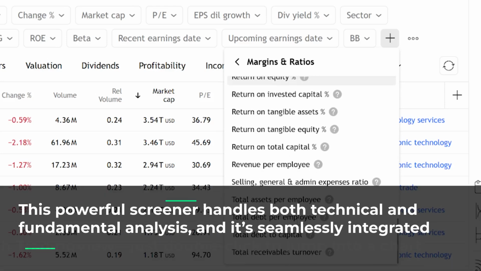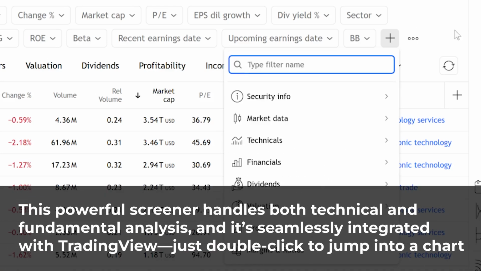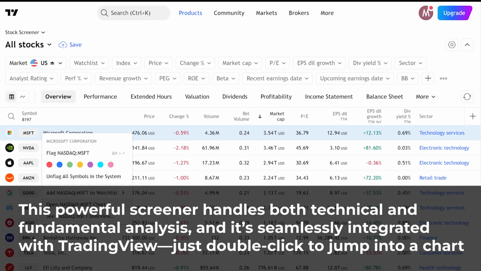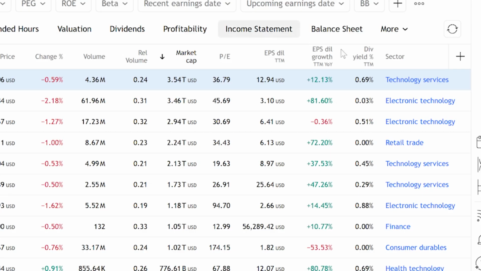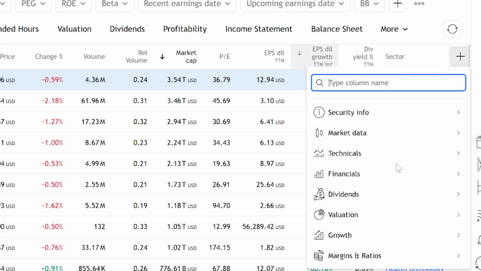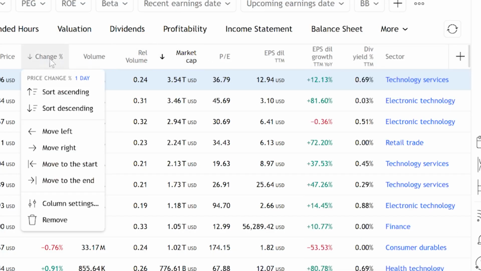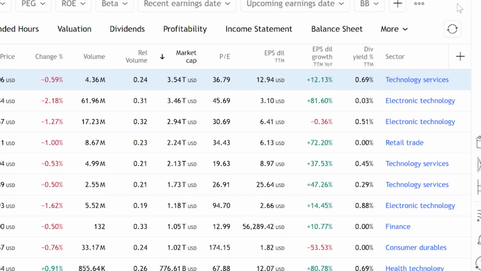So this is a pretty powerful screener for both technical and fundamental analysis. And of course, it's integrated into the wider TradingView platform, so you can really easily dive straight into charts for any of the stocks. The other thing is, of course, this results table is totally customizable. You can look at all sorts of different filters in this table and then sort by any of them. It's a really nice way to find any stocks that meet the criteria of your filter the most.